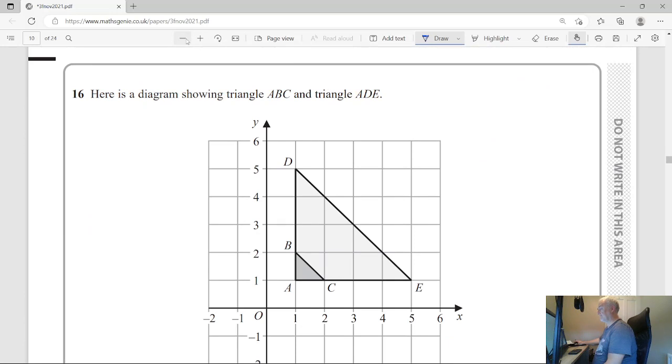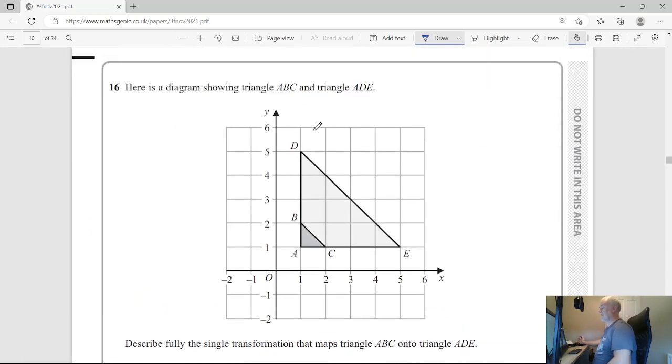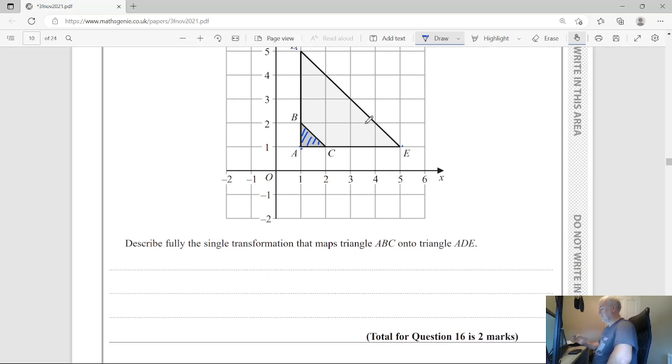Question 16. Zoom out a little. Okay. So here is the diagram showing triangle ABC and triangle ADE. So ABC is this one here, and ADE is the bigger triangle. Describe fully the single transformation that maps triangle ABC onto triangle ADE. So what we're going to think is, firstly, is it the same size? If it's not the same size, it can only be one enlargement, one transformation, which it's been enlarged, or it's been negatively enlarged where it shrinks in size.